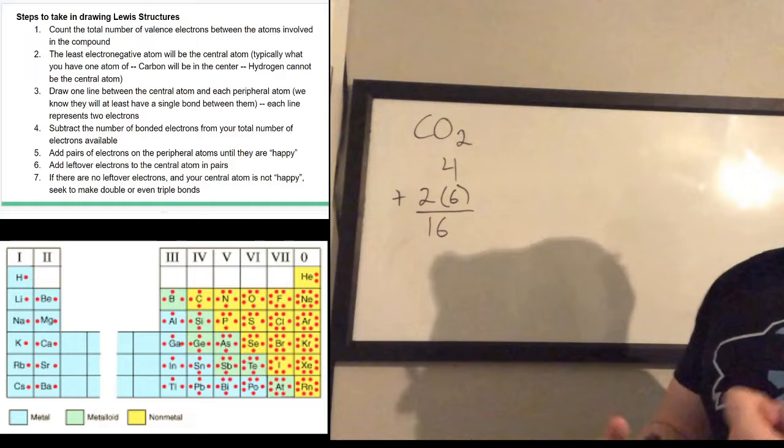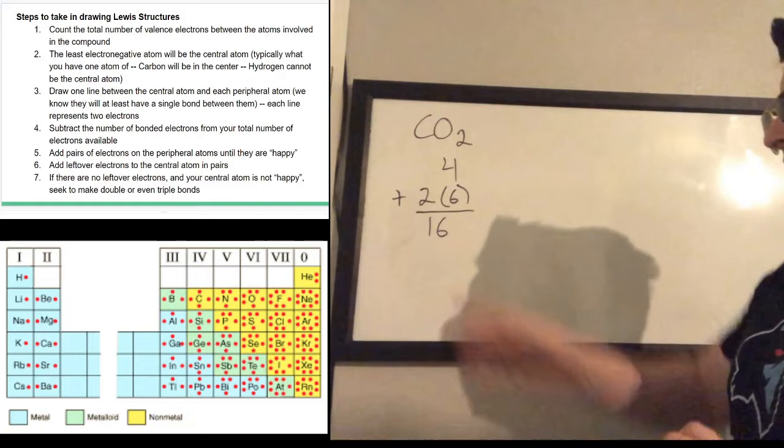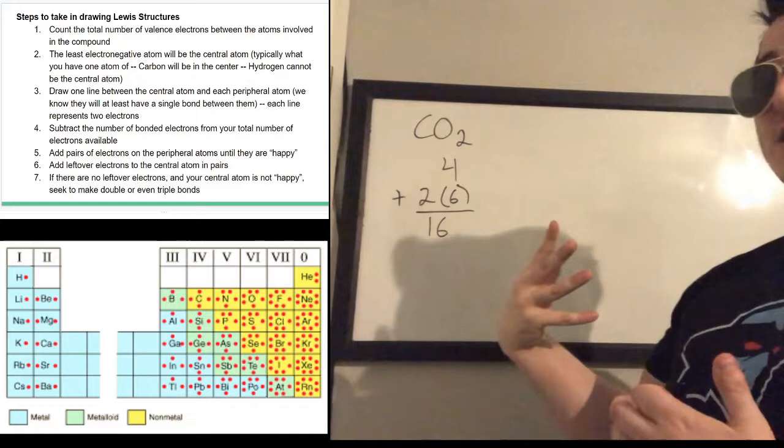Next step, identify who goes in the center. Pretty much, if you've got carbon, he's going to go in the middle. Otherwise, just pay attention to who you've got one copy of. I only have one copy of carbon, therefore carbon is going in the middle.